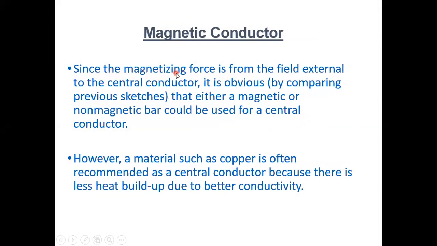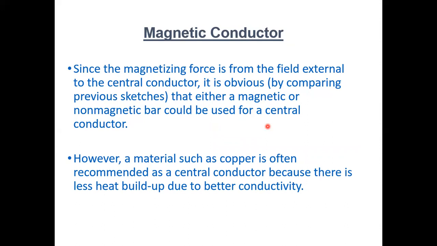Since the magnetizing force is from the field external to the central conductor, it is obvious by comparing the previous case that either a magnetic or non-magnetic bar could be used for the central conductor. It means that if you are using magnetic or non-magnetic, the field will not be affected, because outside the conductor, in both cases, the field will remain the same. Then why are we using non-magnetic? Because of conductivity.